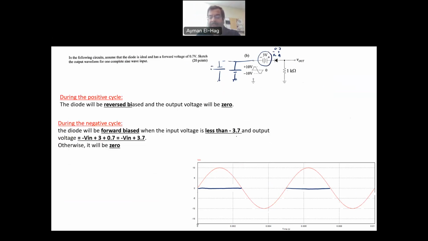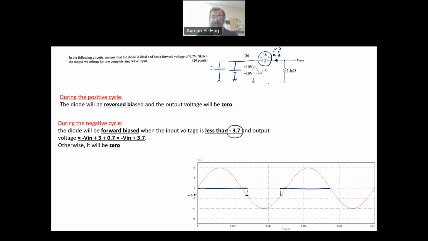So when the voltage is less than minus 3.7, because this is a negative cycle, this is the 3.7 here and this is the minus 3.7. When the voltage goes below this voltage level, the diode will be forward bias. So this will be until here. This will also be 0. But during this, the diode will start to be forward bias, having 0.7 volt.